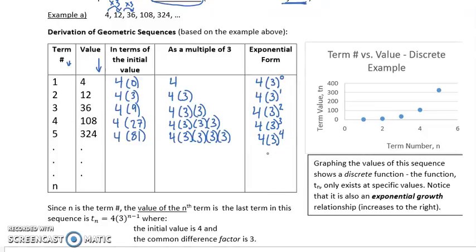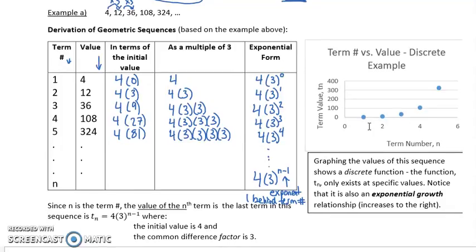Now what you notice here, I hope, is as you continue on up here, we're starting with 4, and then we have a base of 3, and then this is to the power of the term number minus 1. The first term is to the power of 0. The second term is to the power of 1. The third term is to the power of 2, etc. So that's why the exponent is 1 behind the term number. That's what the n minus 1 means. Exponent is 1 behind term number.